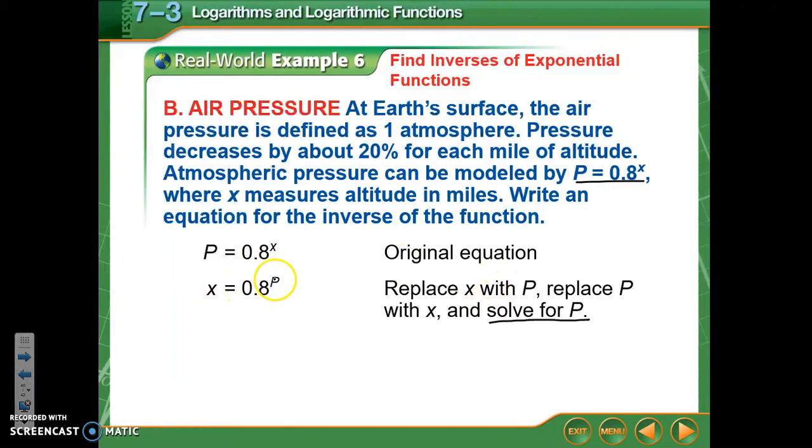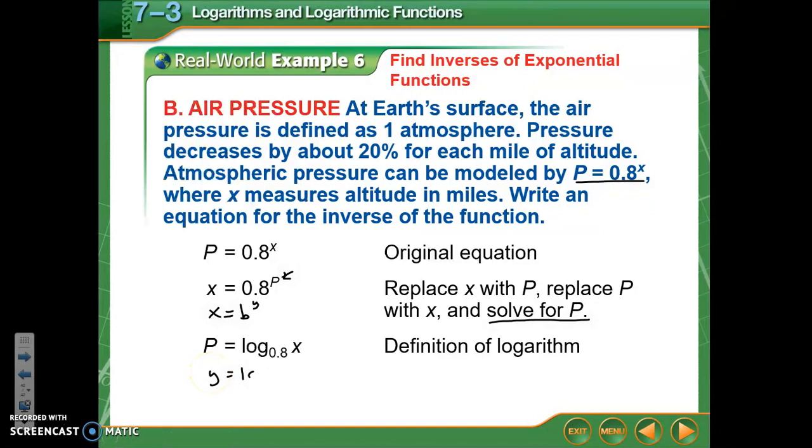Well, p is in the exponent. So how can I write this as p equals? Well, remember that logarithms are a way to write things so that the exponent is equal to something. So I rewrite this in logarithmic form using the definition of a logarithm. This is x equals b to the y, and this is y equals log base b of x. So we're going back to what we did in yesterday's video, and using the definition of a logarithm. So this would now be my inverse function. P equals the pressure equals log base 0.8 of x.